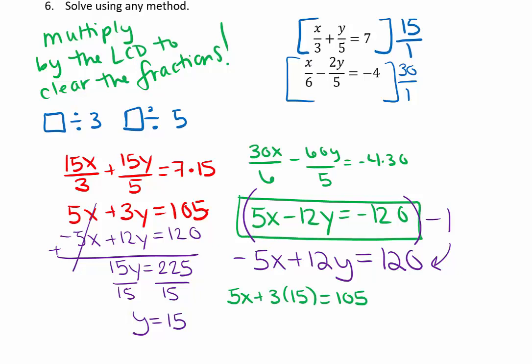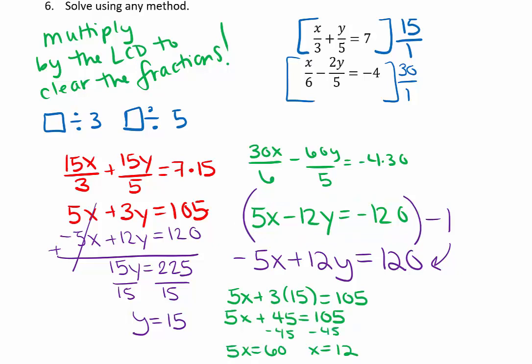So now I'm going to take that 15, plug it into any one of the equations on my paper. I'm going to choose the one in red. 5x plus 3y equals 105. I'm going to plug in 15 for y. 5x plus 45 equals 105. Subtract the 45, divide by 5, and I get x equals 12. And there's my solution. X is 12, y is 15.